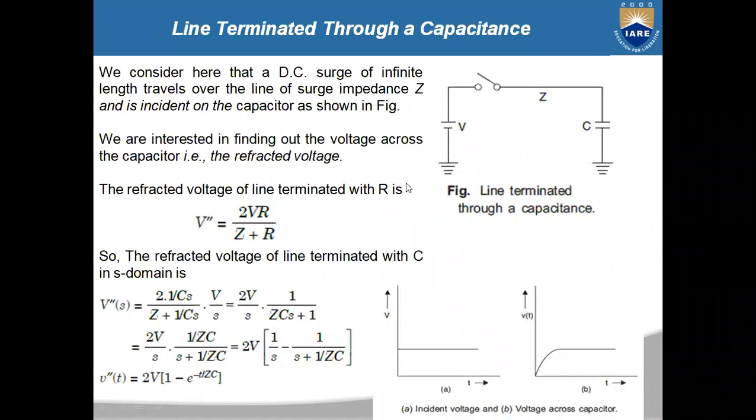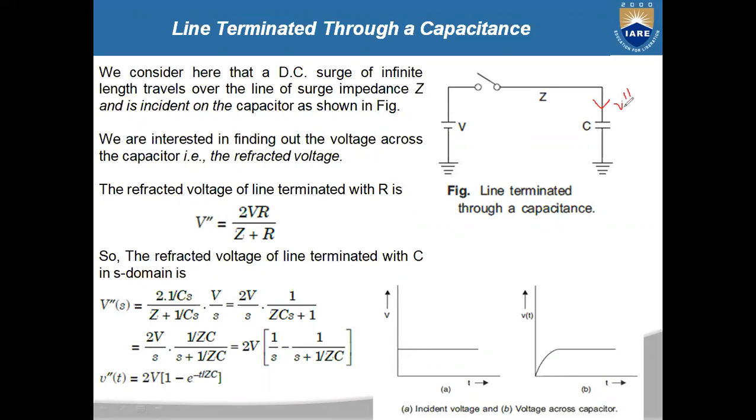Right. So now let us take another case. Here the line is terminated through a capacitance. So when a line is terminated through a capacitance here, how will the refracted voltage be? What is the V double dash?